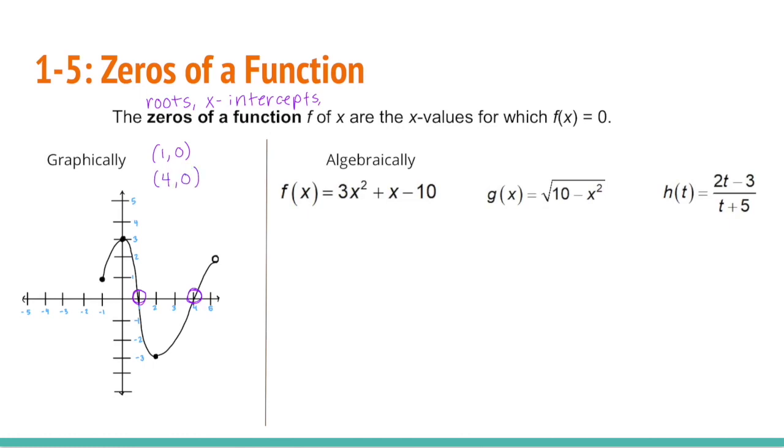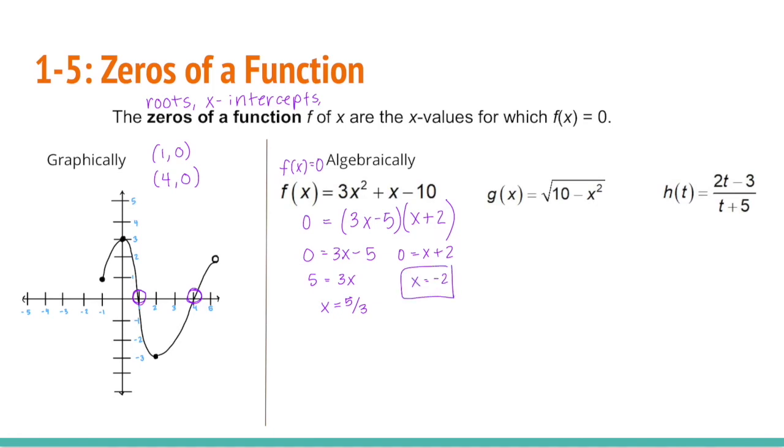So let's take a look at how to do that algebraically. We know that these zeros are where f of x equals 0, so I'm just going to substitute 0 wherever I see f of x. So I'm going to set that whole function equal to 0. I'm going to factor because it's a polynomial, and then I'm just going to solve for my x values. I get x equals 5/3 and x equals -2, and my full point coordinates for those x-intercepts are (5/3, 0) and (-2, 0).